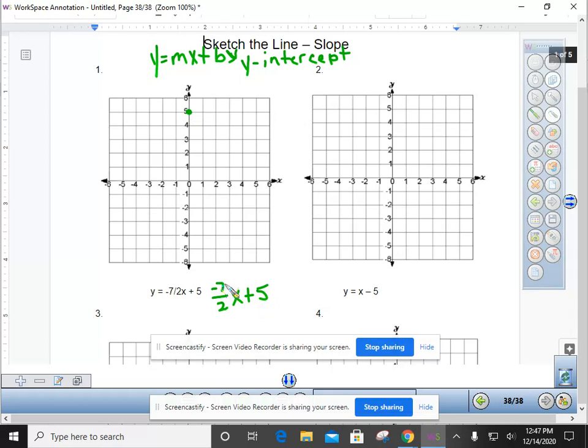And then what is this? The slope. That means we go down 7: 1, 2, 3, 4, 5, 6, 7. Then we're going to run how many? 2. Good. And then put a dot. And then we're going to take a straight edge or whatever you have, because mine's hard to do. And draw the line. And you just graphed a line.